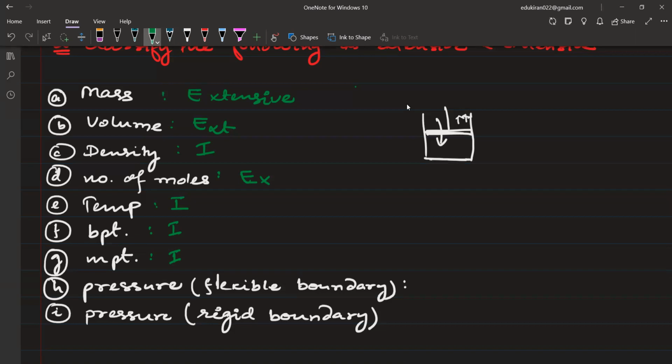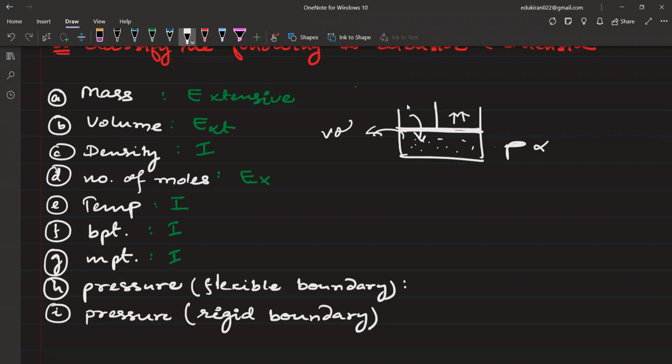No, sorry. If you have flexible boundary, wait a second. My bad. If we have a piston here, lying like this, and we have some number of moles and some pressure, right? So obviously, pressure will be directly proportional to the number of moles. If I add more gas, keeping everything same, that is going to give a huge pressure here. But if I add more number of moles, and this is a flexible boundary, this flexible boundary will move up, giving rise to what? More volume.